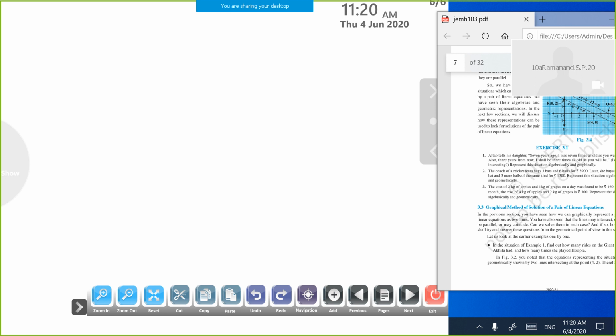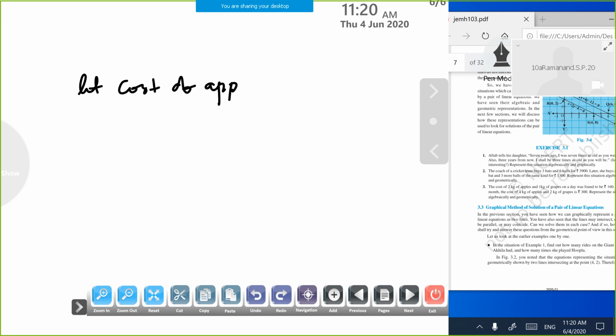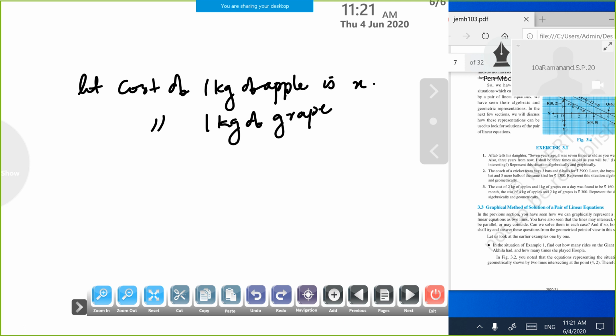Okay, let the cost of 1 kg of apples be x, and the cost of 1 kg of grapes be y. Okay.